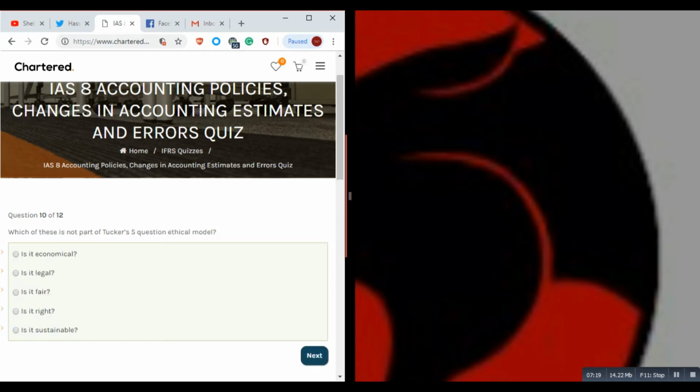Which of these is not part of Tucker's 5-question ethical model? Profitable, legal, fair, right, sustainable are the 5-question ethical model that we talk about with Tucker. So the first one, is it economical, is not the correct answer.